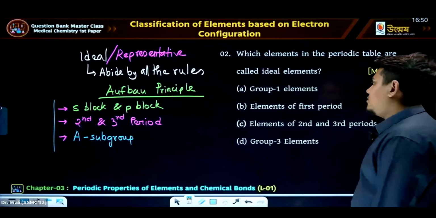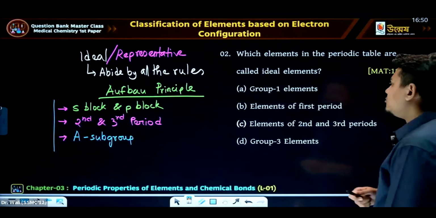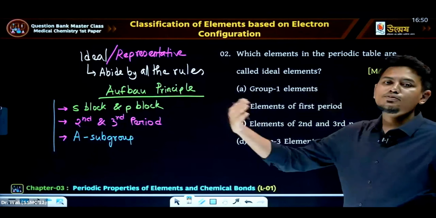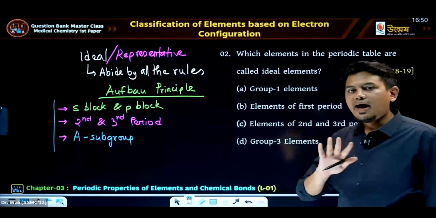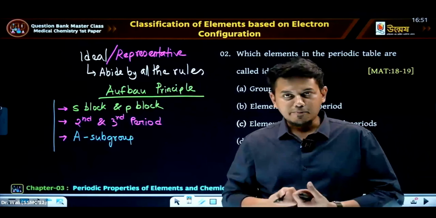Okay, now let's solve this question. We can see one option, which is group 1 elements. Group 1 elements can be called ideal, certainly these are ideal elements, they follow the Aufbau rule, but we have to search for a better answer which covers more ideal elements.